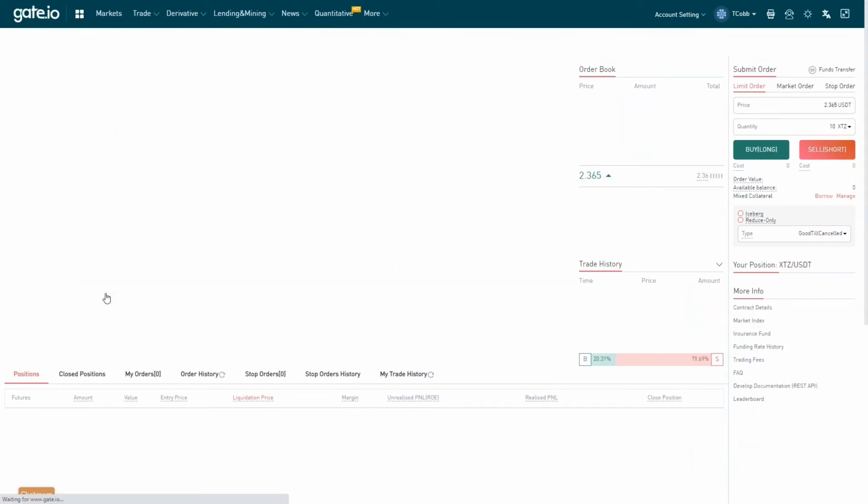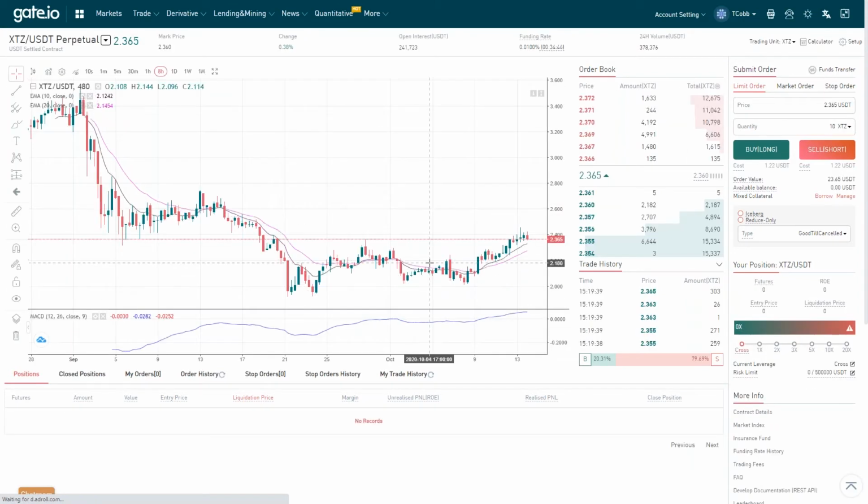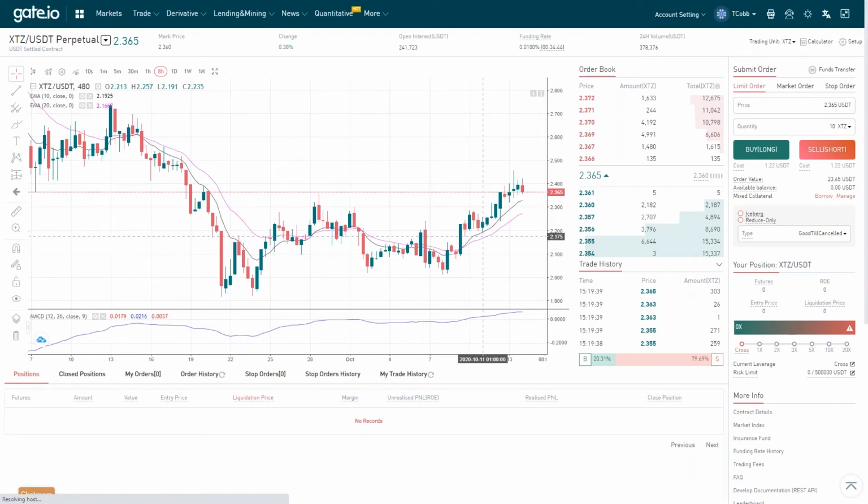Let's go to Tezos, which hasn't looked too bad of late. Look at this. See, again, there's a higher low. There's a higher high. This is going in the list immediately, XTZ.